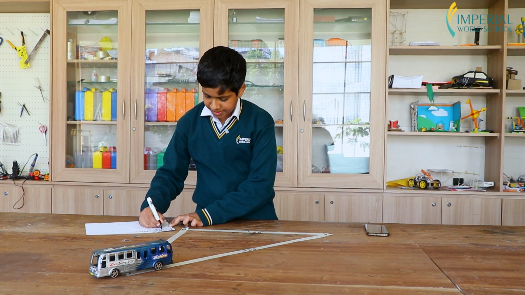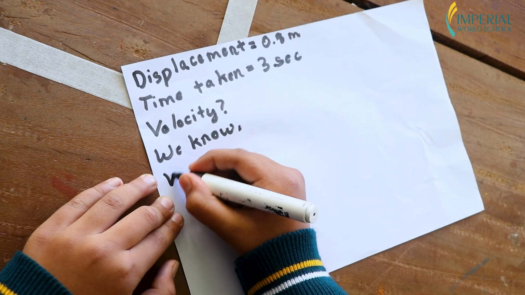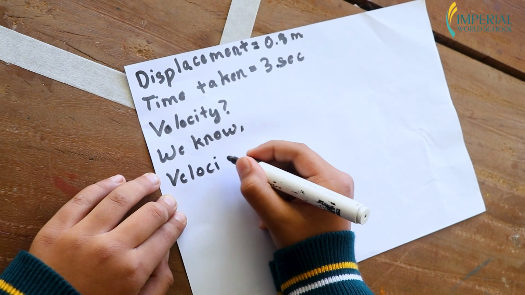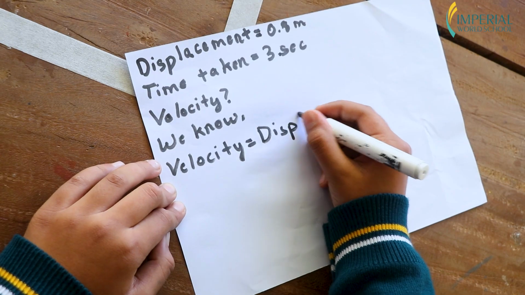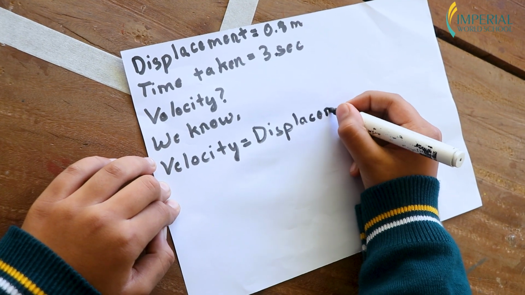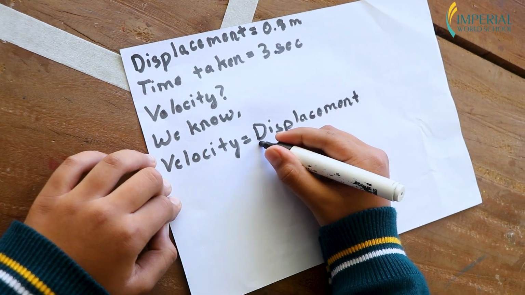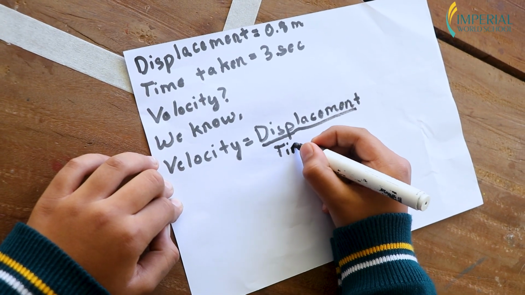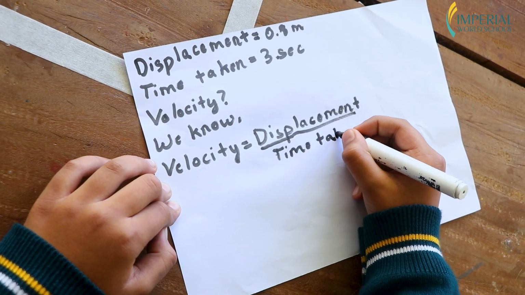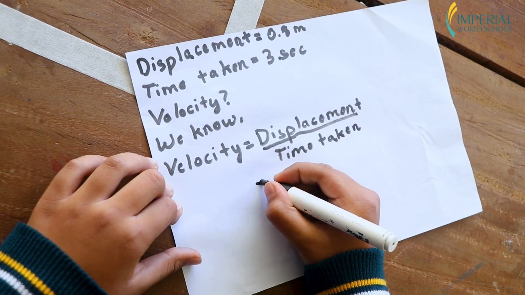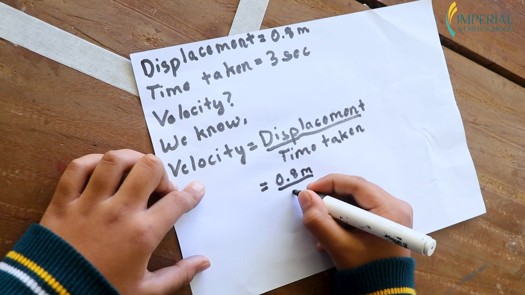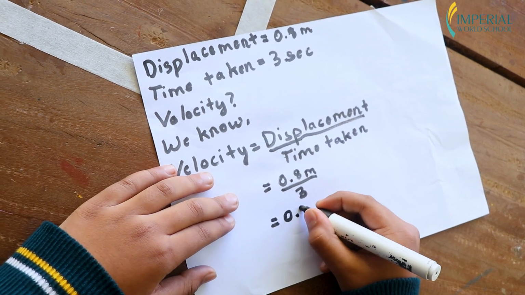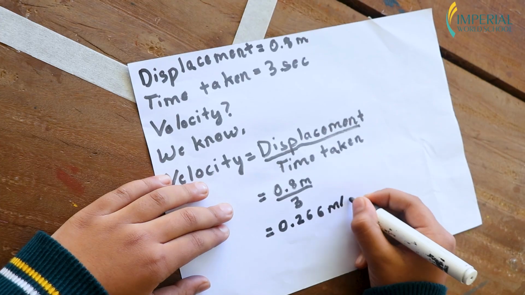Now we know that velocity equals displacement, which is the shortest path from point A to point C, by time taken. In our case the displacement is 0.8 meter by 3, which is 0.266 meter per second.